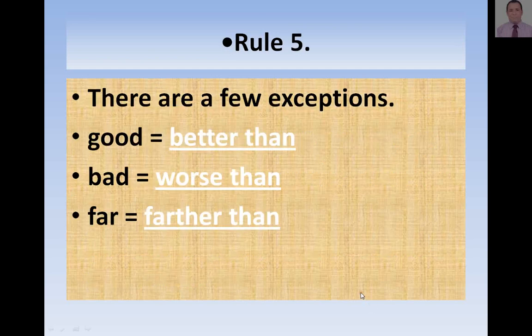That's fine. The last rule here in comparatives: we have some exceptions. Not all the adjectives in English can take ER. Some adjectives are exceptional cases, or we call them irregular adjectives, like good, bad, far. Good, here I say better than. Bad, I say worse than. Far, I say farther than. So you notice that good changes to better, bad changes to worse, far changes to farther, and so on.